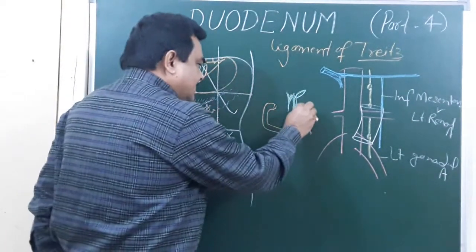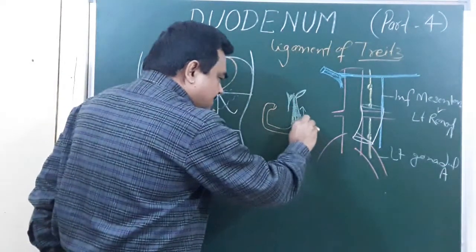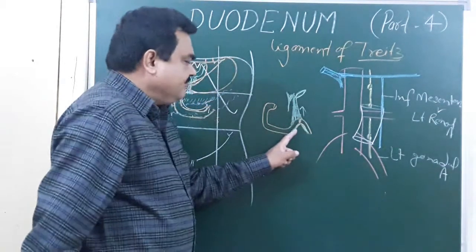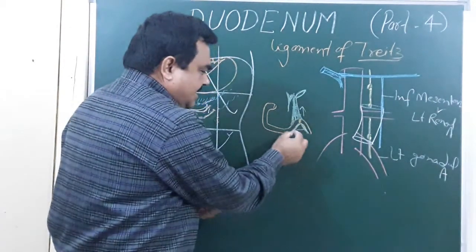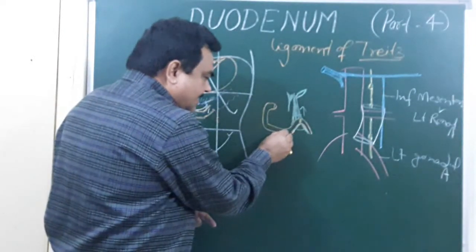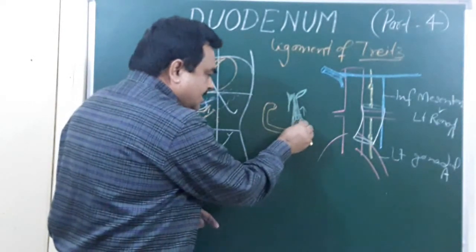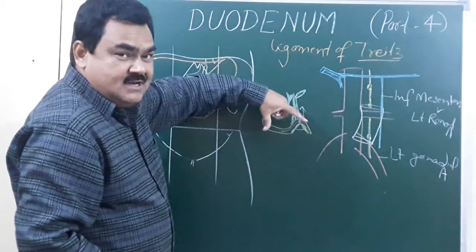When this contracts, the angle between this fourth part of the duodenum and the jejunum becomes increased, it widens. So it facilitates the passage of the bolus. The bolus passes easily through this when this angle is increased.